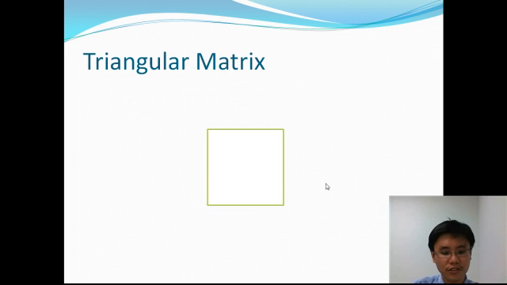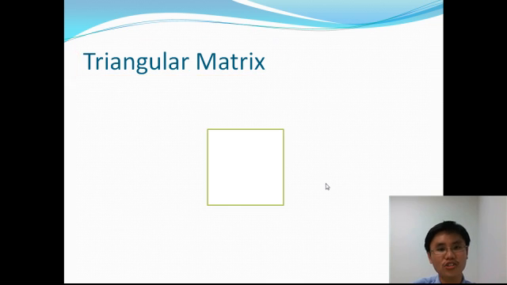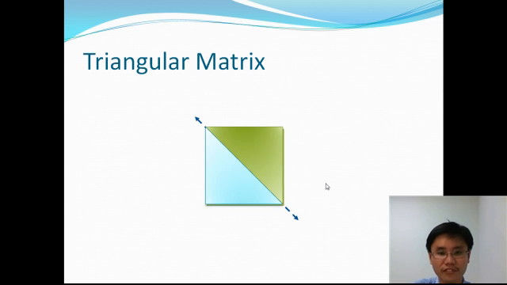Let us continue to another type of matrix called triangular matrix. How does a triangular matrix look like? Firstly, we start with a square. As you can see, the square can be divided into 2 equal halves at the diagonal. These 2 equal halves are in fact 2 triangles.